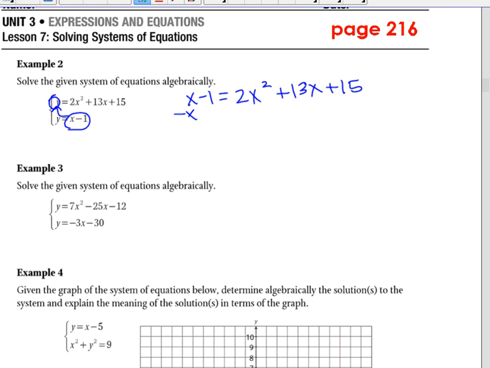Get everything to one side, so subtract x. I'm going to add 1. I get 0 equals 2x squared.